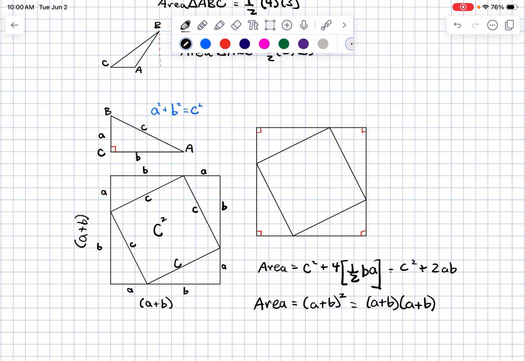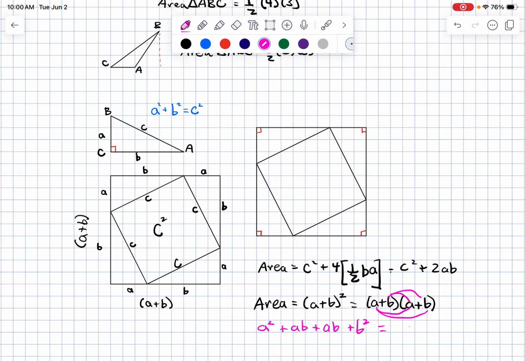Now, some people might say, well, that's just a squared plus b squared. But no, don't fall into that trap. What you've got to do is distribute. So a times a, that's a squared, plus ab, plus, now distribute the b through, plus another ab, plus b squared.